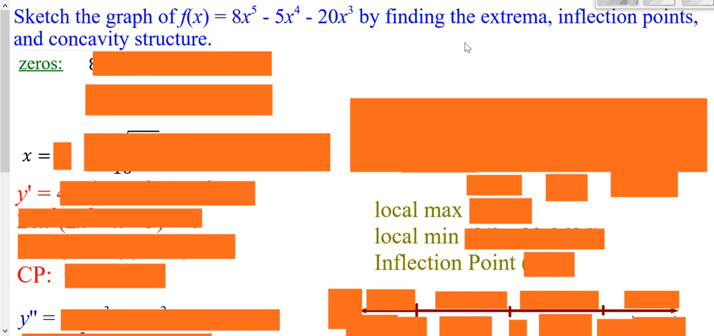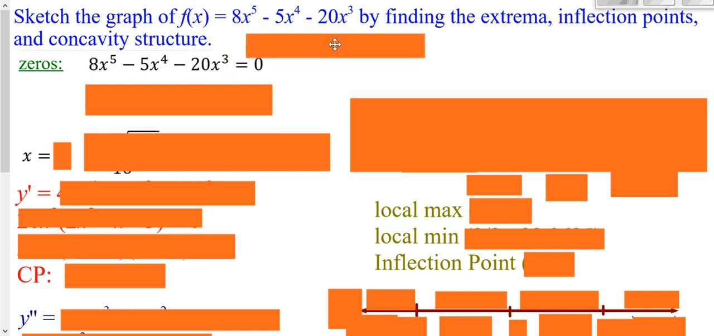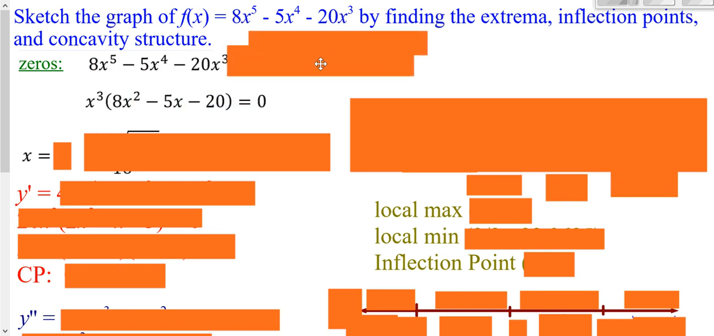So here we want to find extrema, inflection points, and concavity again. So we're going to go ahead and find our zeros, because that's going to help us when we're doing our sketching. To find your zeros, you set it equal to 0, and then you'd have to solve it.